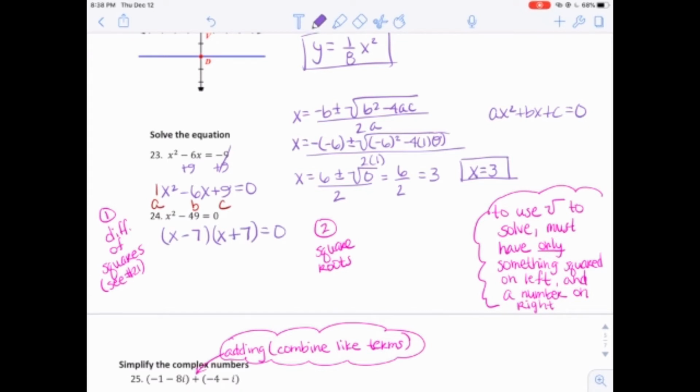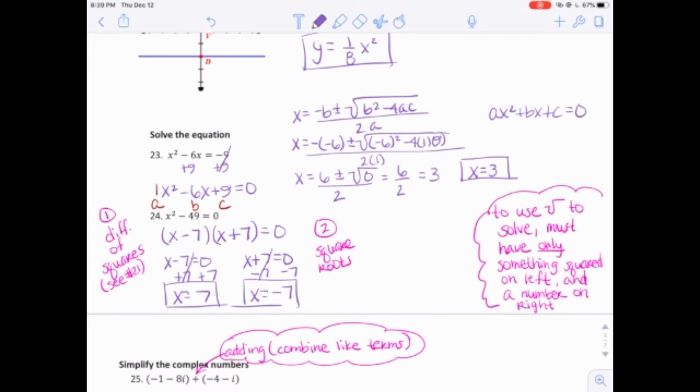Here we need to set each expression equal to 0. X minus 7 equals 0. X plus 7 equals 0. When you move the 7's around, adding 7 here, we get x equals 7. When we subtract 7 on this one, we get x equals negative 7. So there's one way to do it.